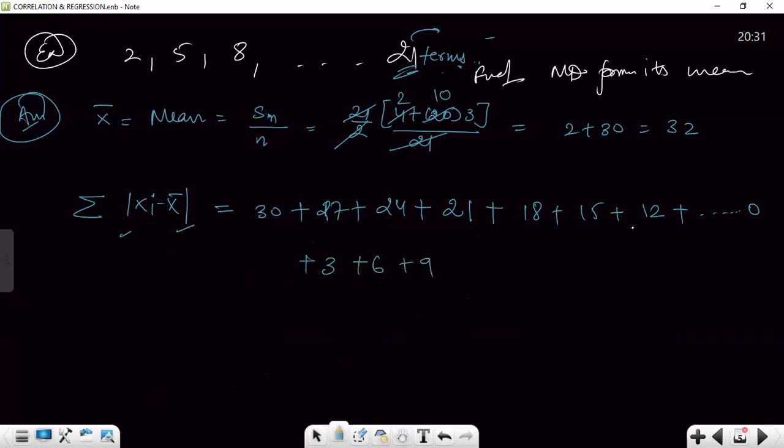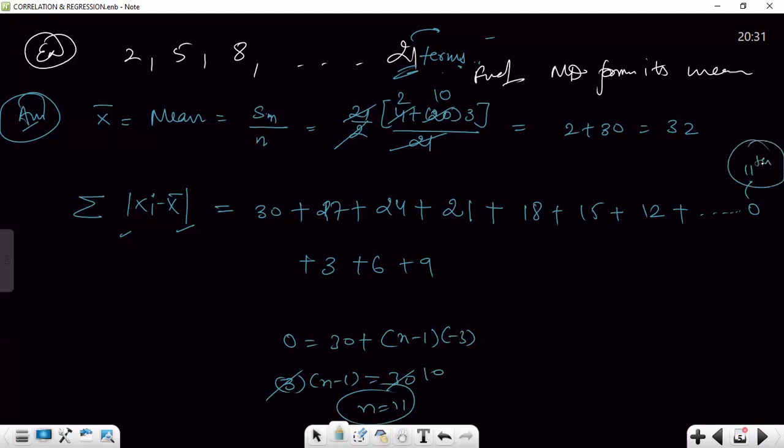So let's find out which term of the AP 0 is. 0 is equal to 30 plus (n minus 1) into d, because we don't know n. d is minus 3. So this goes to the left hand side and makes itself positive. 3 cancels, 30 by 3 is 10, and n becomes 11. So this is the 11th term of the AP. How many terms are remaining? 10 more terms are remaining, first, second, third, and similarly till 30.